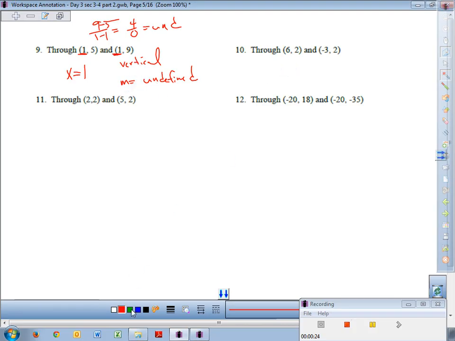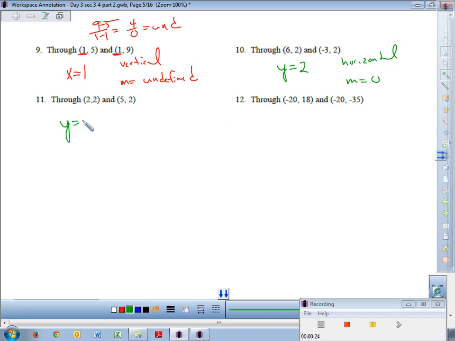On number 10, the x values are not the same, but the y values are. So we know this equation is going to be y equals 2, and that's going to be a horizontal line with a slope of 0. Every horizontal line has the same slope of 0. So why don't you try 11 and 12 on your own. Give the video a pause and get 11 and 12 done.